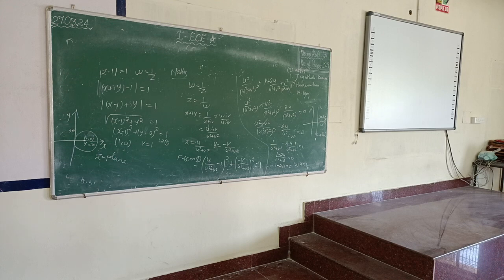Second region: 0 < y < 1/2, y lies between 0 and 1/2, under the transformation w = 1/z.